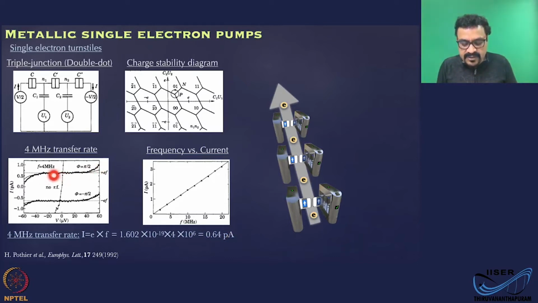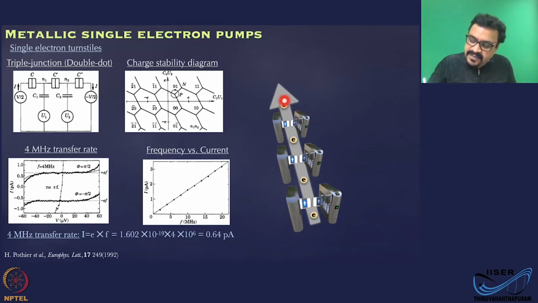So approximately when F is 4 megahertz, you have approximately 0.64 picoampere, and you can also change the phase of the pulse so that the electron tunnels backwards, the forward current or reverse current. Then you get minus 0.64 picoampere of current. This is published in this landmark paper.